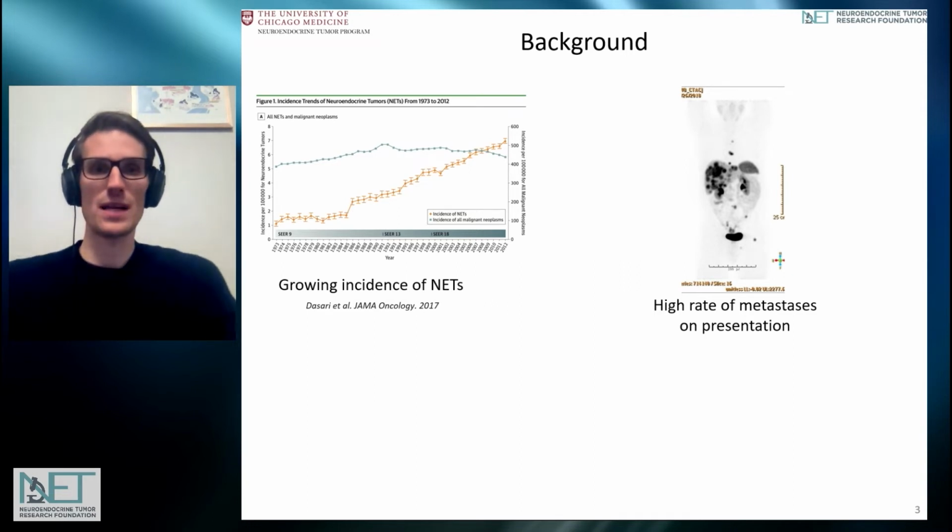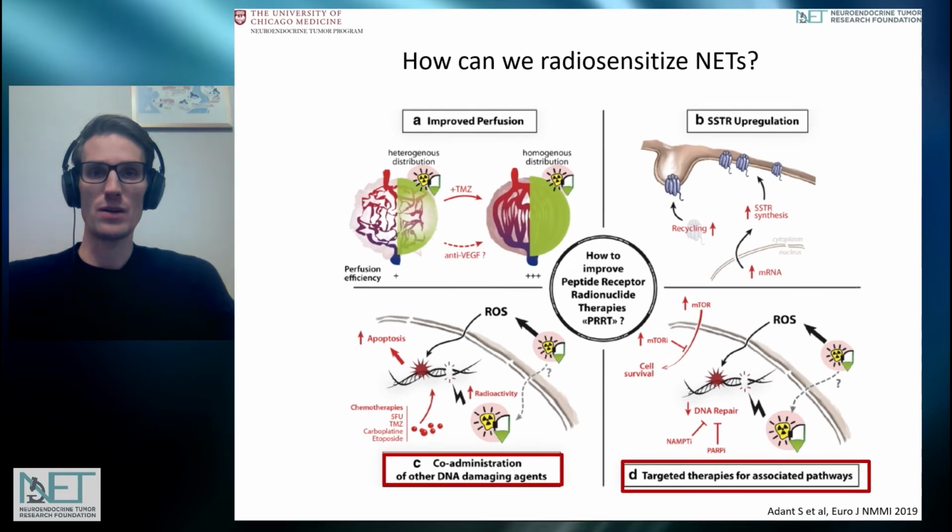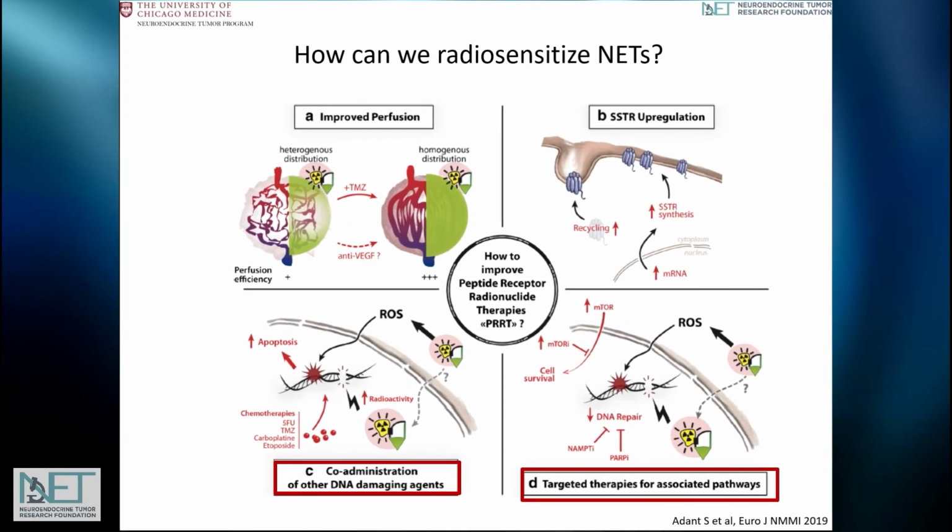Neuroendocrine tumors are growing in incidence. They have a high rate of metastatic disease: 50 to 60% of patients have metastatic disease when they present. PRT is one of multiple therapies available for treatment of metastatic neuroendocrine tumors that are well differentiated with somatostatin receptor expression, and one of the most promising ones as well. However, PRT remains palliative at this point, and there are definitely differences in how tumors respond to PRT. So the question that many researchers are asking themselves is, how can we improve PRT effectiveness in neuroendocrine tumors?